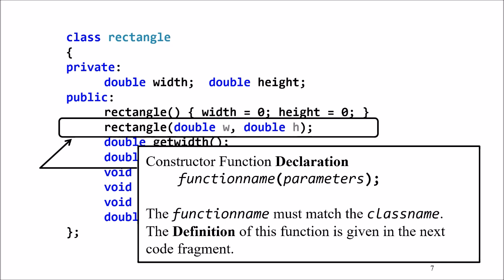Now this is simply a declaration of the function. It is not a complete definition of the function. It tells the compiler that we will have a function called rectangle in this class, and it will take these two parameters, but this does not tell the compiler what that function does. In order to tell the compiler what the function does, it has to be described more completely, as we will see in the next bit of code.